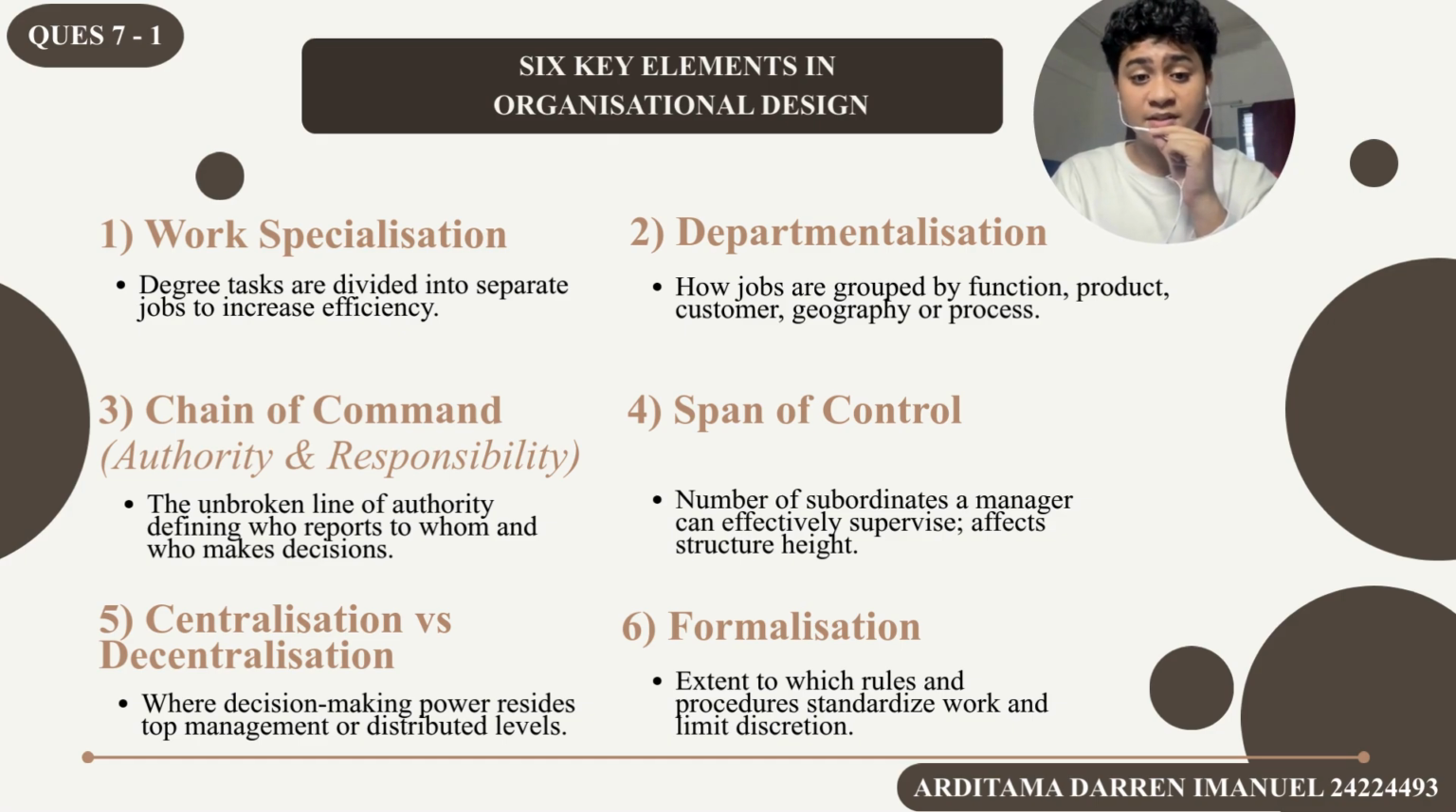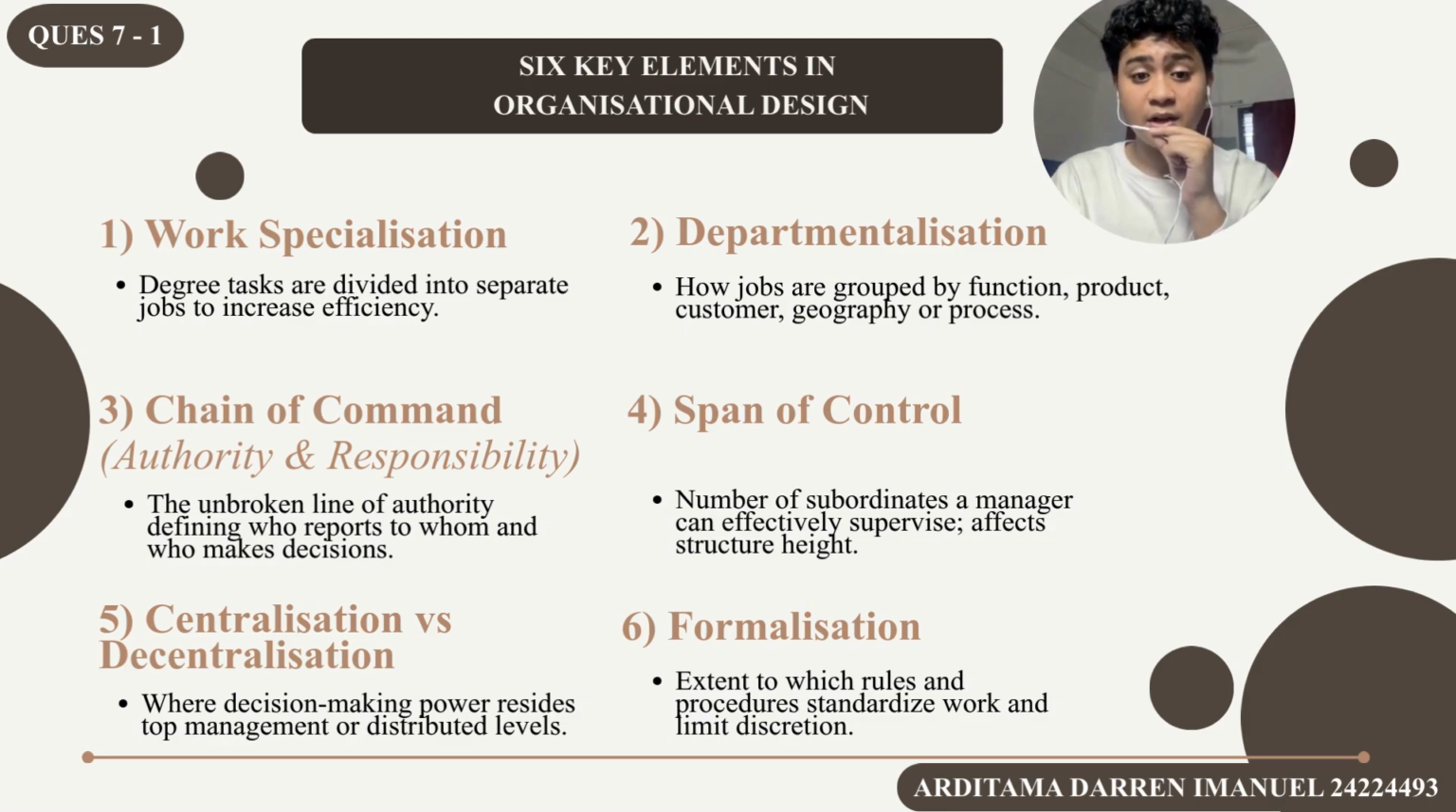First is work specialization. This refers to dividing tasks into smaller specific jobs to improve efficiency. Employees become faster and more skilled, but too much specialization can cause boredom and high turnover. For example, in fast food restaurants, one worker only grills burgers, while another handles payments, which increases speed but often leads to repetitive work. Second is departmentalization.